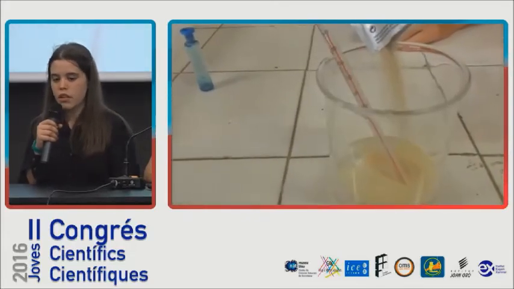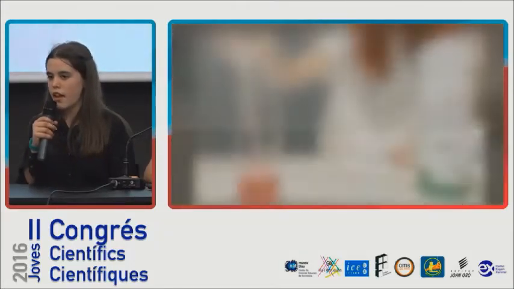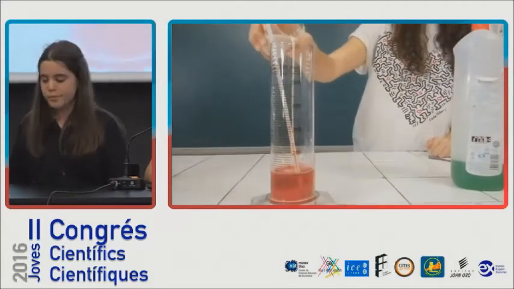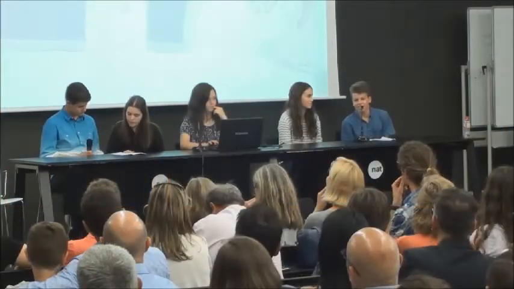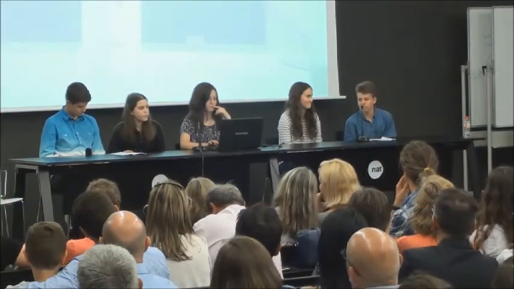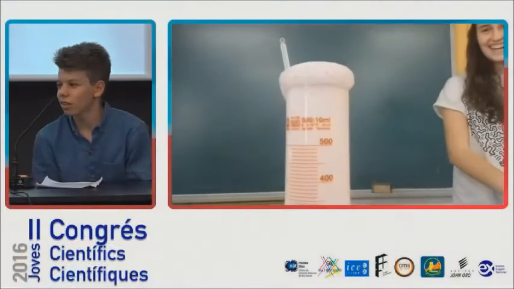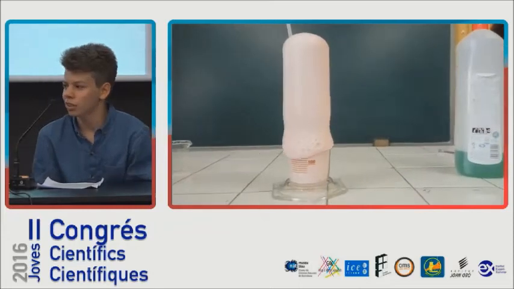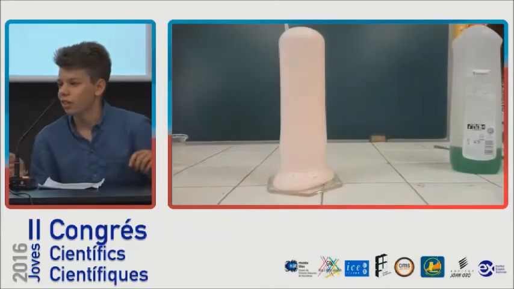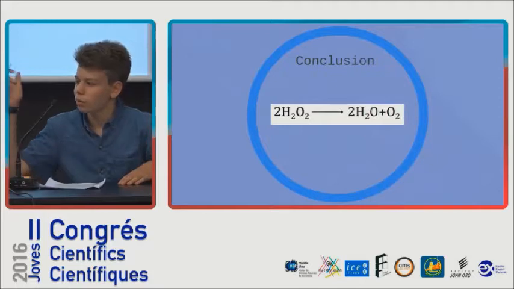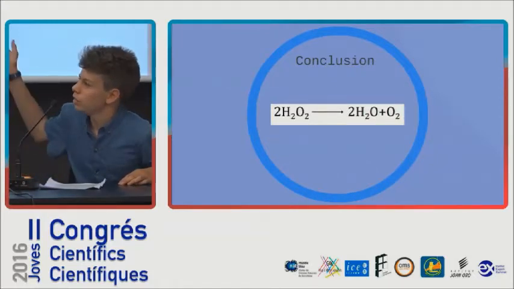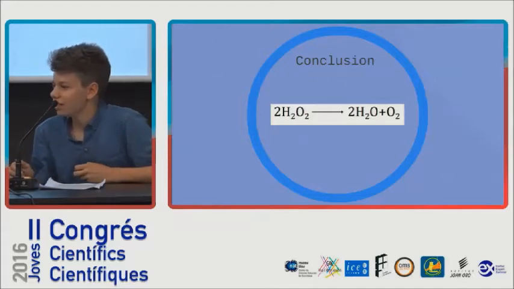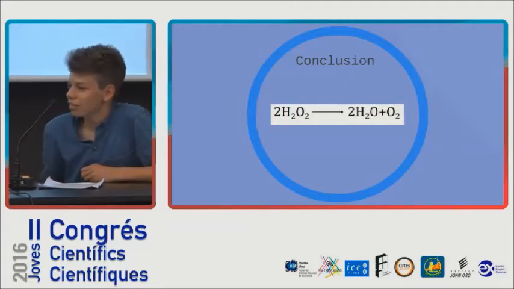We wait for some minutes, and we see that the mixture gets expanded and bubbly. The result of this experiment is due to an exothermic reaction. This reaction happens because yeast contains an enzyme called catalase. This enzyme catalase breaks the hydrogen peroxide into water and oxygen. And this oxygen goes out very quickly, and it forms this type of bubbles that we can say is toothpaste of elephants.